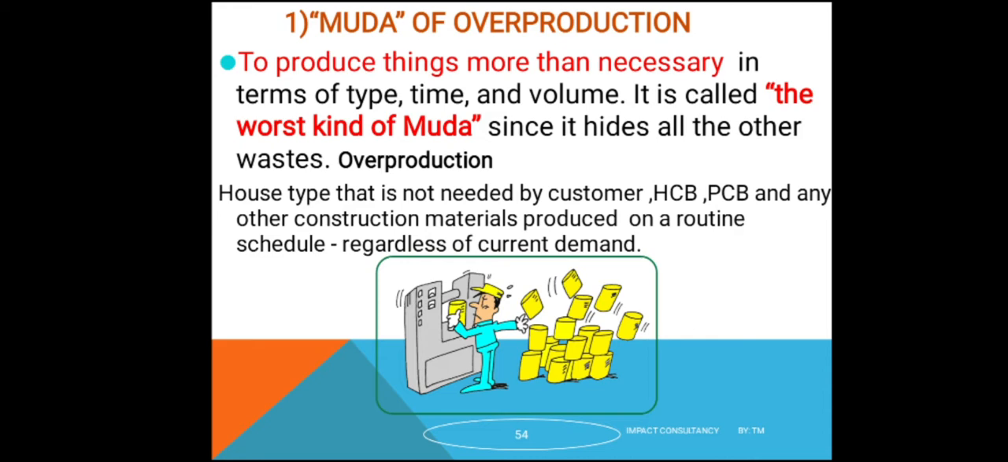That means the worst kind of all wastes, since it hides all the other wastes, because overproduction takes much space and makes things unobservable, such as house types that are not needed by customers. Any construction materials are produced on a routine schedule regardless of current demand. So it is connected with time and item type. It may also be without quality, with poor quality, and so on.